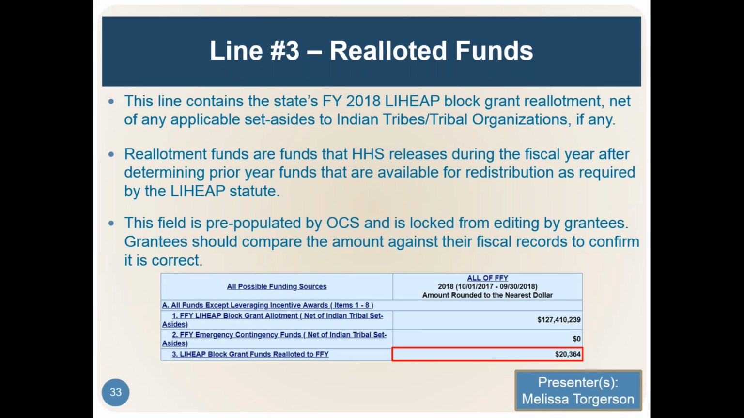Reallotted funds. These are funds that are released during the fiscal year after determining prior year funds that are available for redistribution. For some states, they have to send back money. HHS gathers all these funds up and then reallots them to states. This is another pre-populated field from OCS and is locked from editing. And before you even get started, you should work with your fiscal staff to make sure that the number in line 3 matches what you have in your fiscal records.